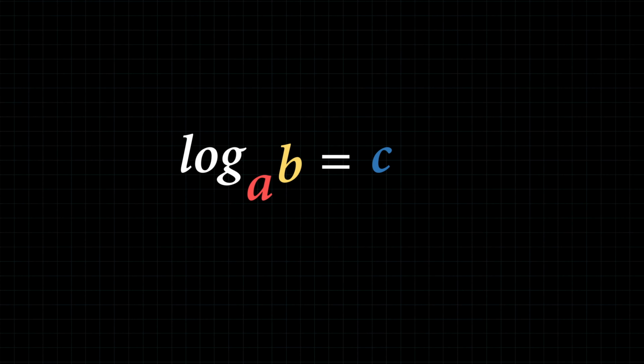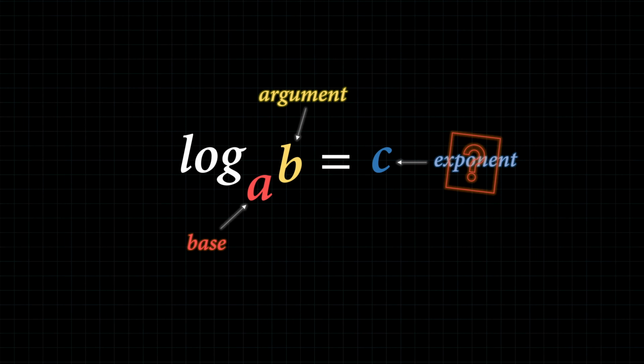Here you can see the basic layout of a logarithmic equation, in which a here is the base, b is the argument, and c is the exponent. That's weird, right? We wouldn't normally associate the exponent with whatever c is. You'll see in just a few minutes why we can call it the exponent.